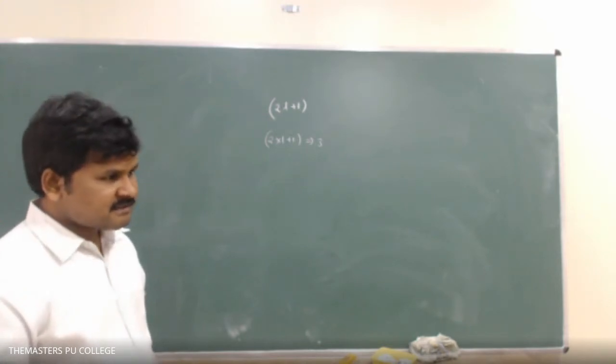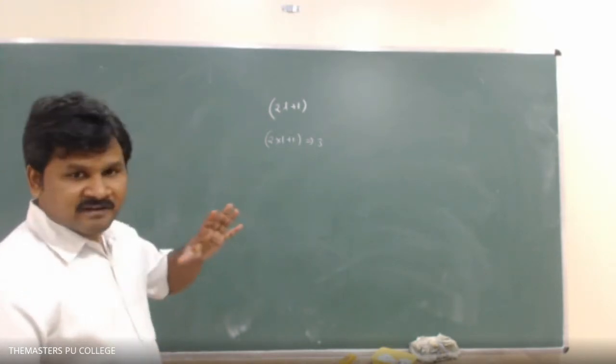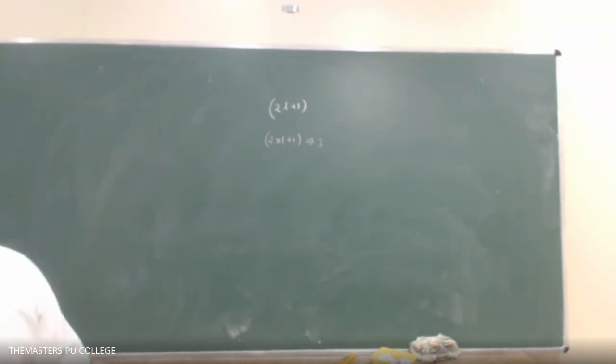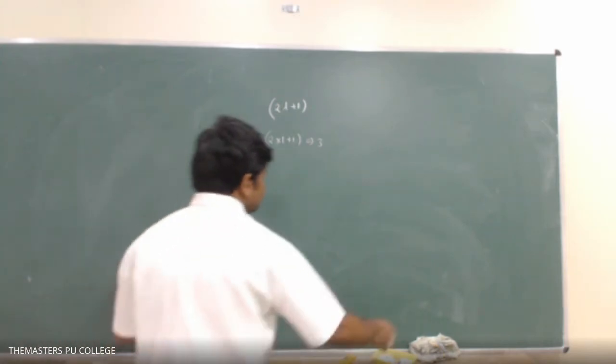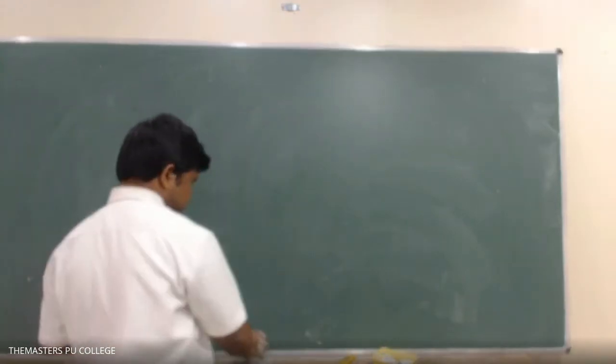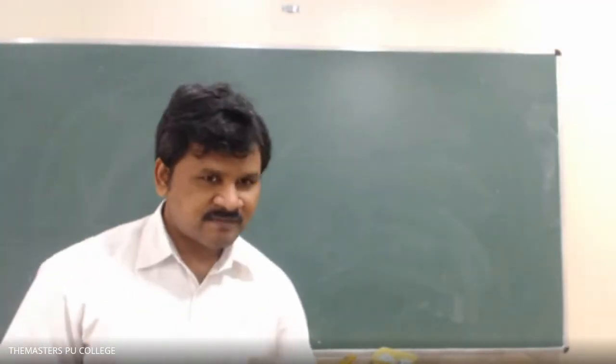D means how many you will get? 5. 5 you will get. So like that, number of orbitals in subshell is equal to 2l plus 1.